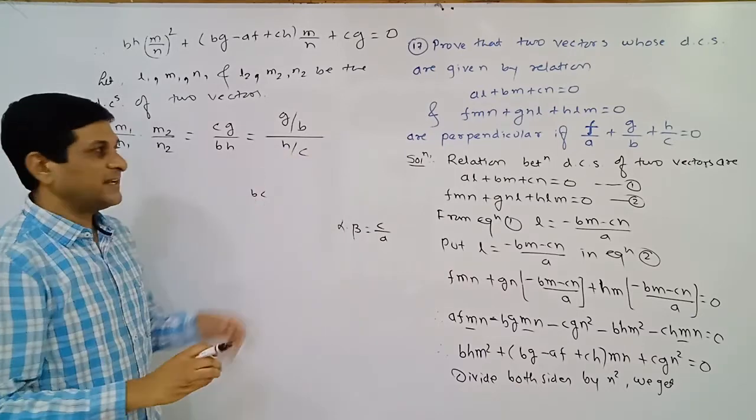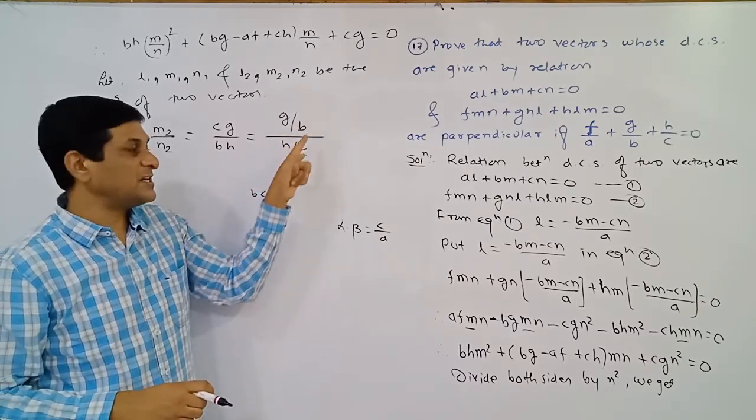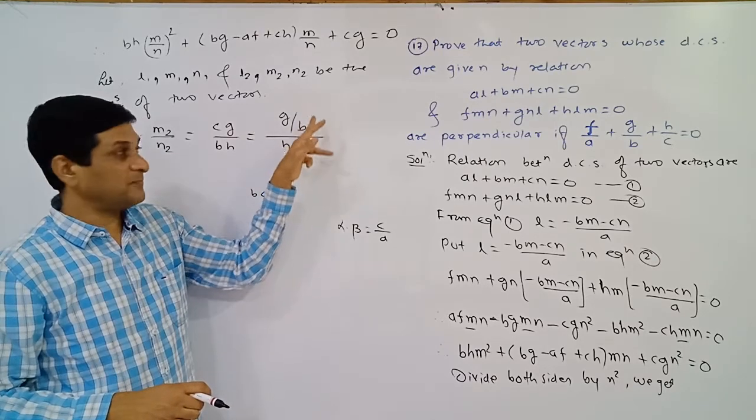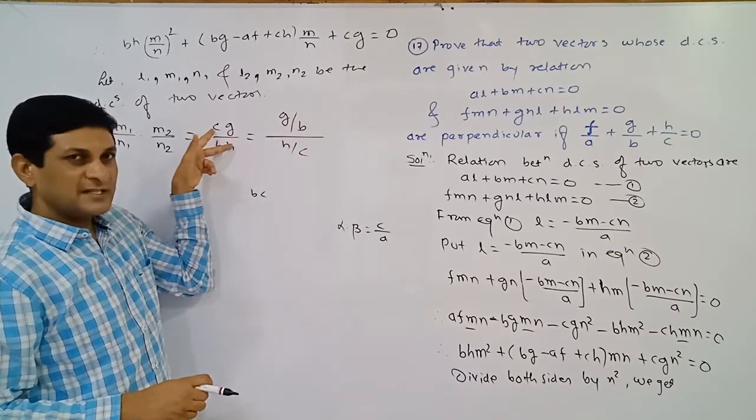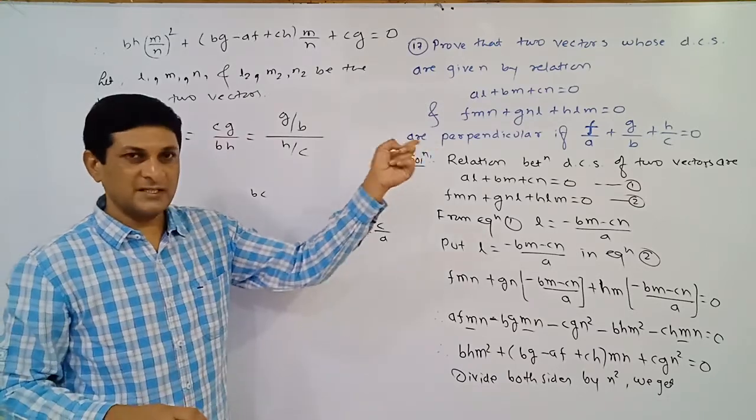Again, if we are simplifying it, this term is divided. If we take it to the numerator, it will get multiplied, so it will become C upon H, and simplifying it, we will get the same result. Just we are trying to express it in this form because our result is in this form.